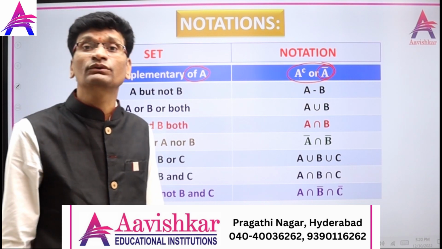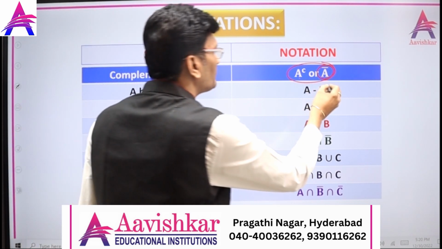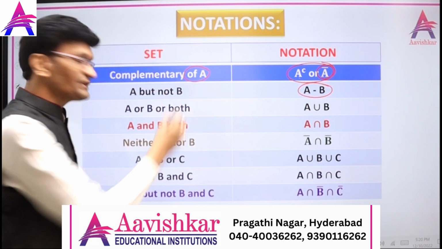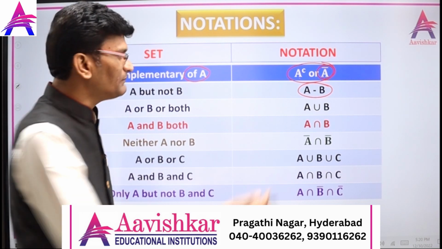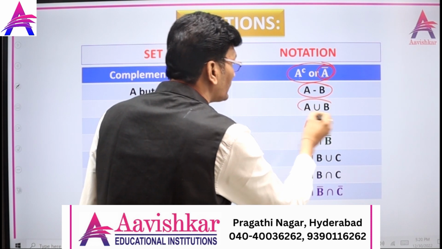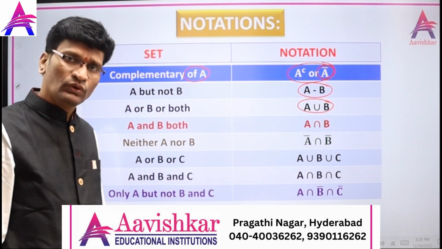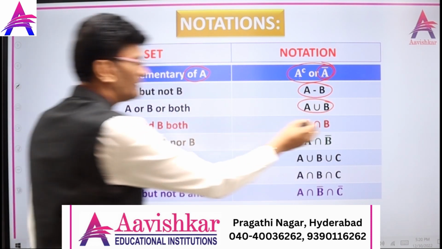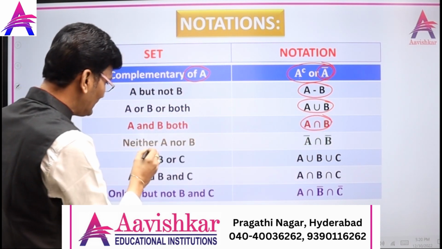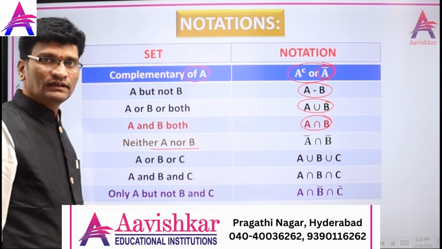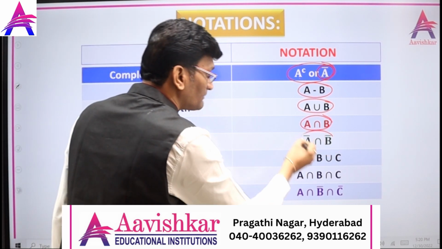Next, A but not B. We say exclusively A, and it is denoted by A minus B. Next, A or B or both, either A or B, we say A union B. If I need both A and B, then we represent A intersection B. And neither A nor B is A bar intersection B bar.